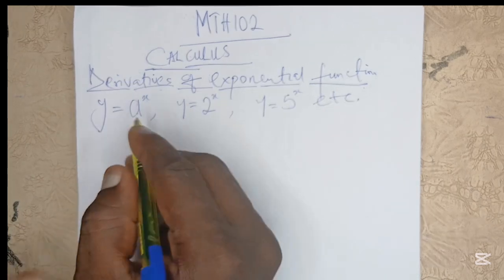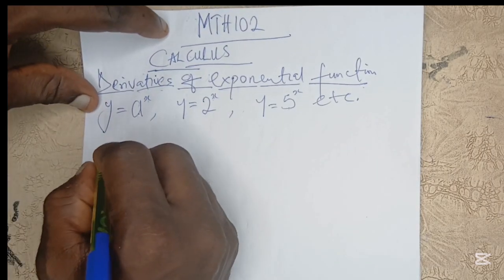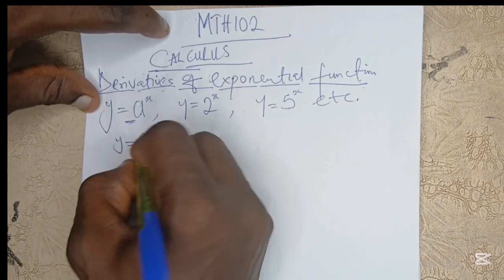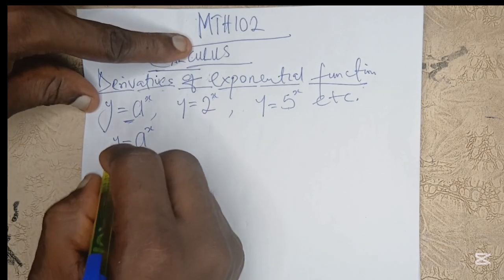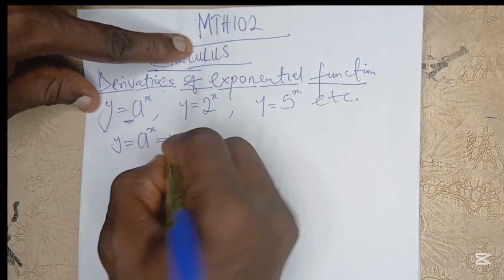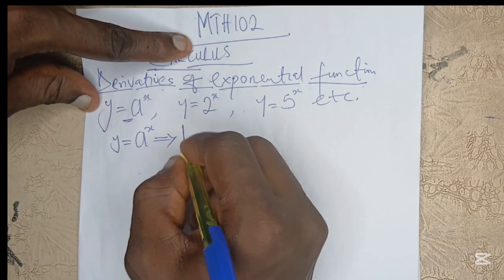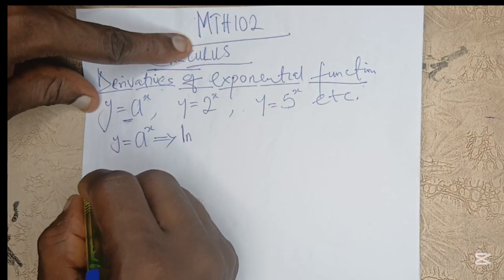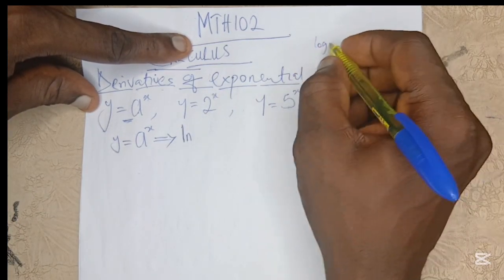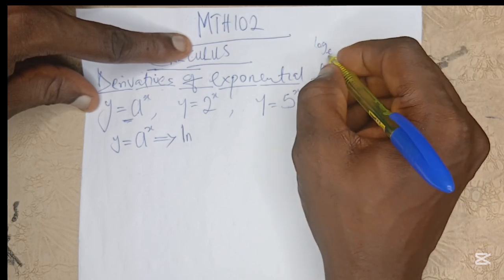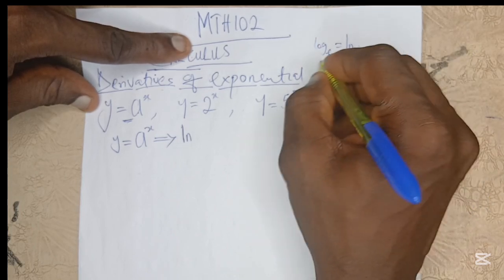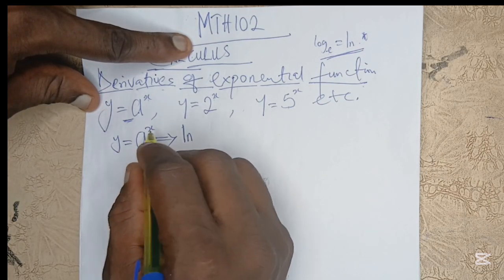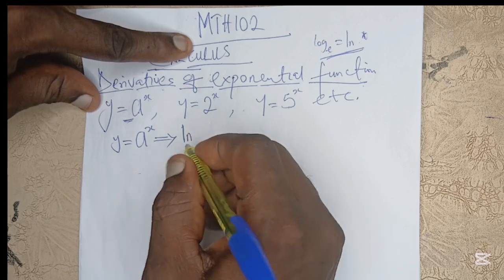So to differentiate this, let's use y is equal to a raised to power x. So you take ln of both sides. ln means log base e, where e is the natural base. So take note of it. Here, y is equal to a raised to power x. So take ln of both sides.